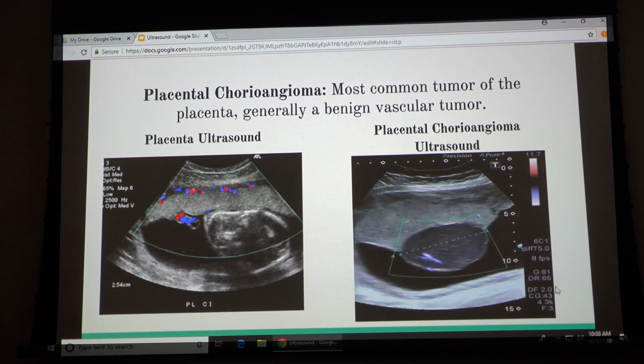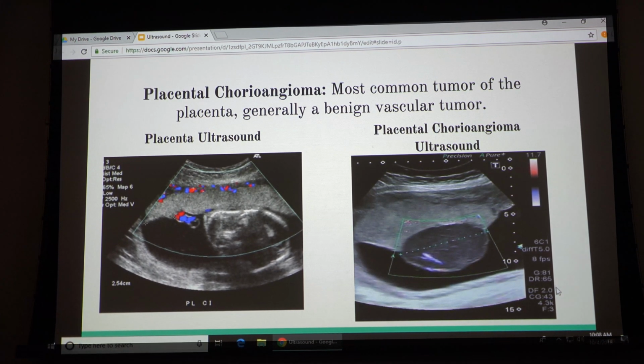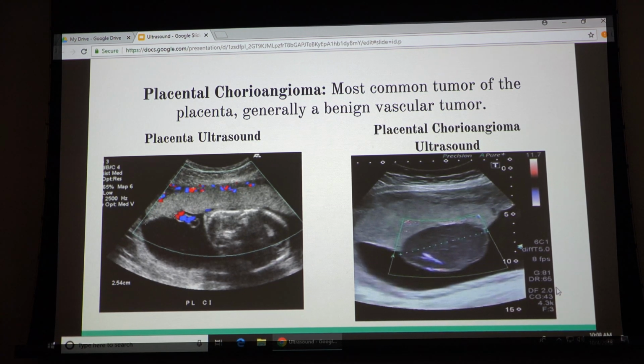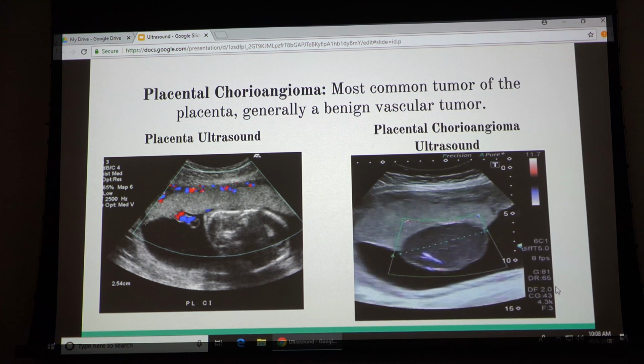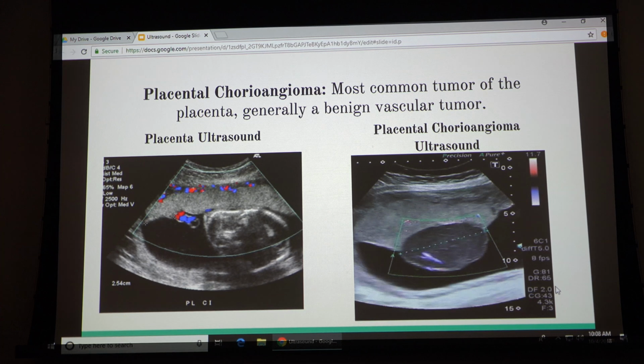Depending on the size, if it's small, the doctors aren't that concerned. They'll just leave it go and she'll have a regular delivery. If it's larger, it's often associated with fetal conditions, preterm delivery, and C-sections. So they'll either have a C-section to save the baby, or they'll try and treat the conditions until the mother delivers.